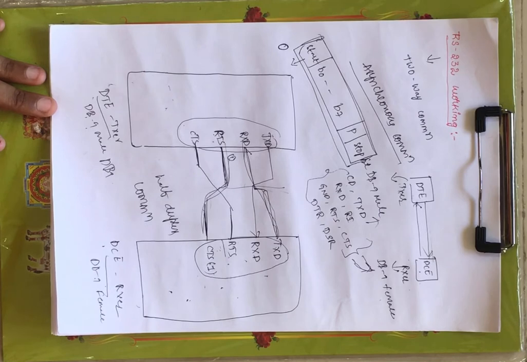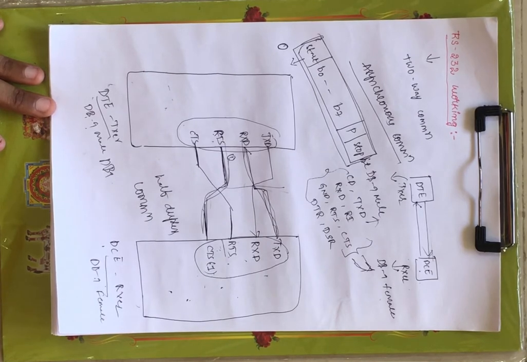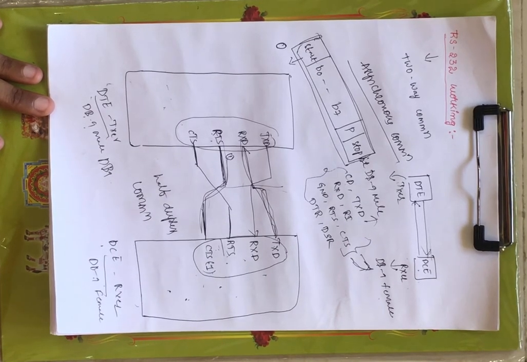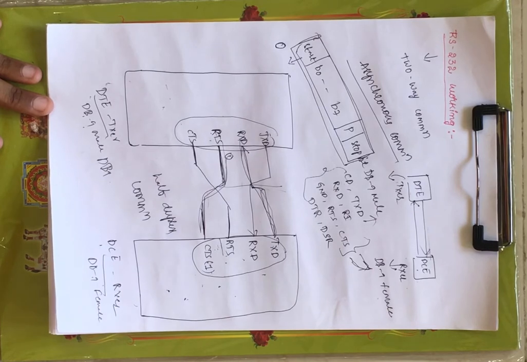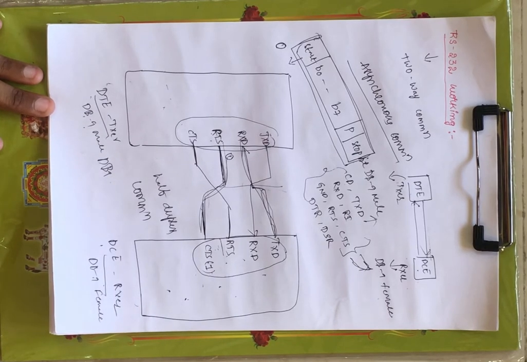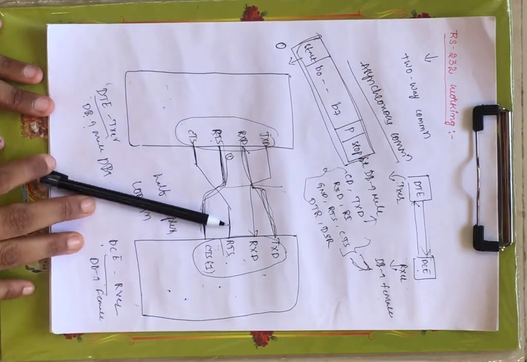Now this is the actual working of RS-232, using RTS and CTS. First requesting, next it will check the path whether it is free for communication or not. Once the path is free, transmitting the data and receiving the data. Now the same procedure is followed from DCE to DTE also. Now this is about RS-232.